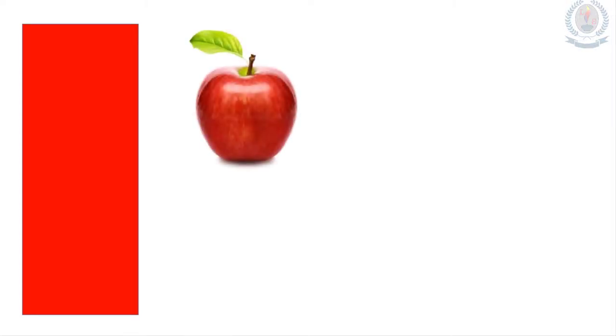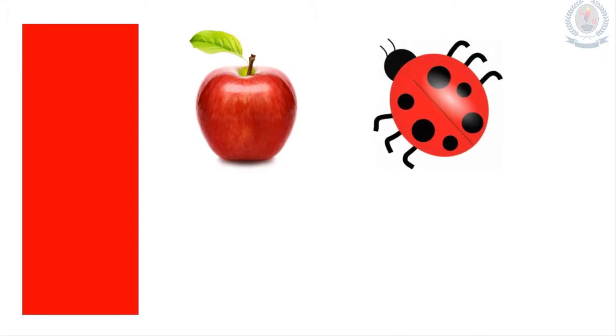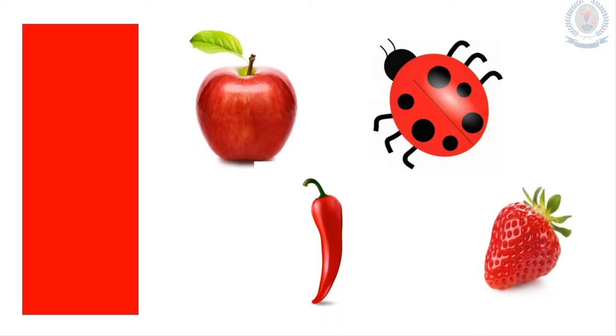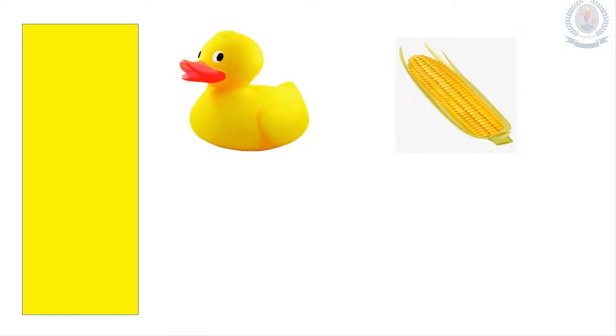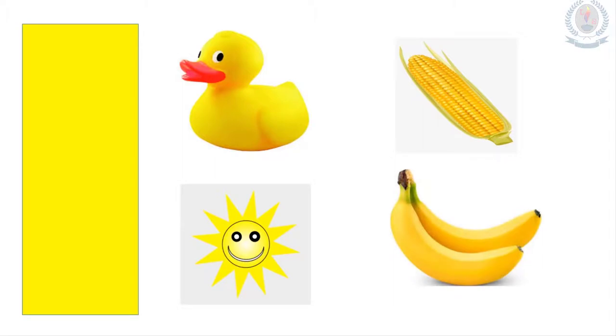Now let's see whether you all can remember the colors we learned. What is this color? Red. Red apple, red ladybug, red chili, and red strawberry. This is yellow, yellow duck, yellow corn, yellow sun, and yellow banana.